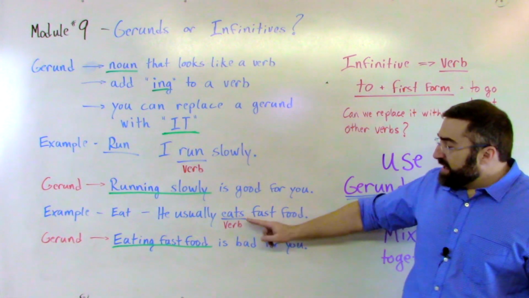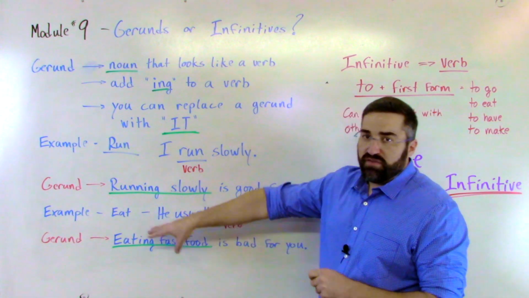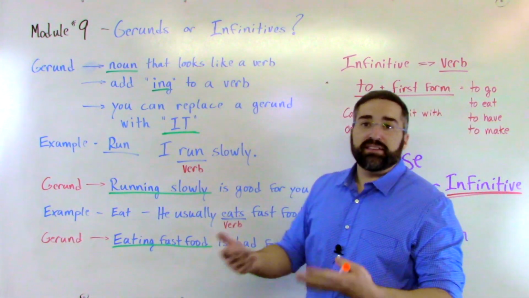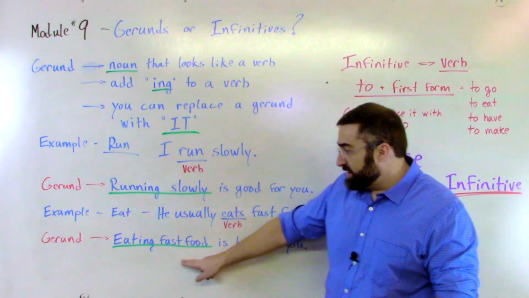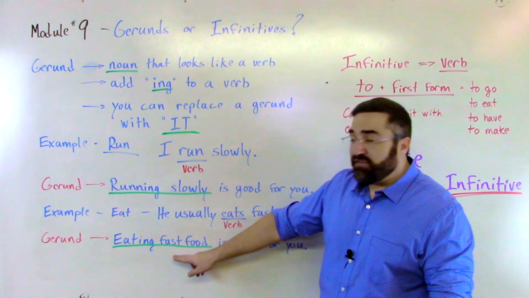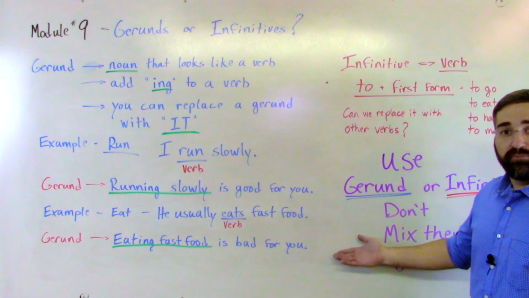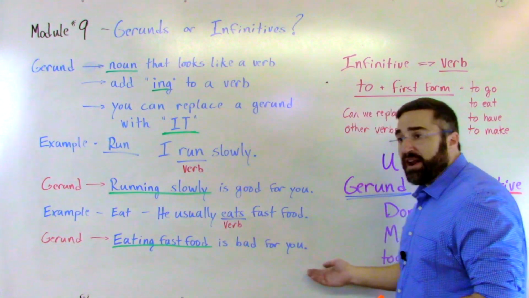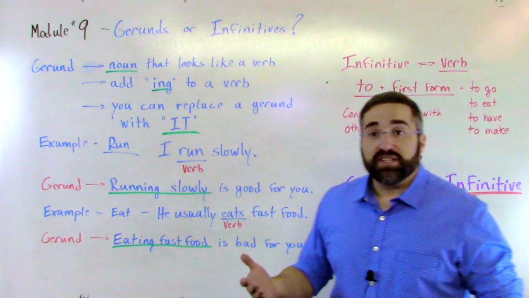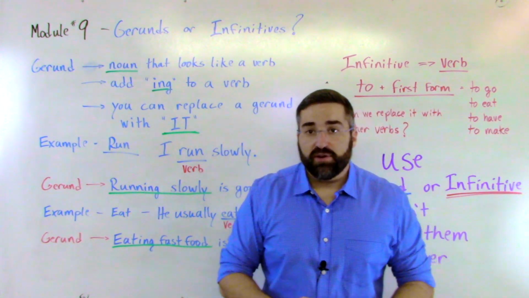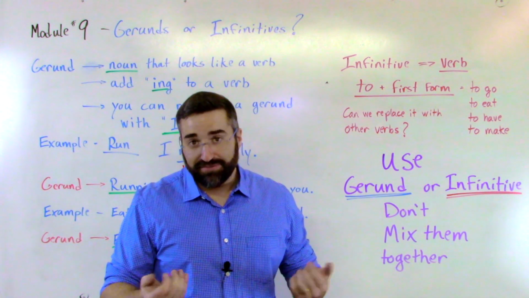So if I take this word eats, I add an ing, I move it to the front of the sentence to make it the subject, and I look at the concept, can I make it it? Can I replace eating fast food with it? It is bad for you. Eating fast food is bad for you? Well, it is bad for you. Obviously, that's a gerund then, okay? Dropping my pen was a mistake. Dropping, right? Drop.